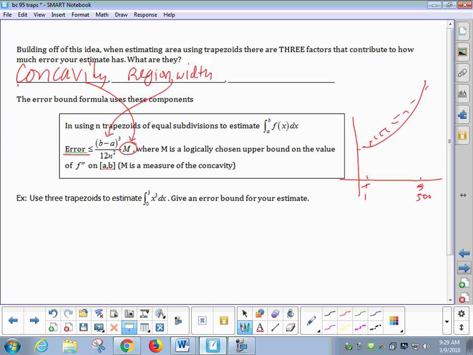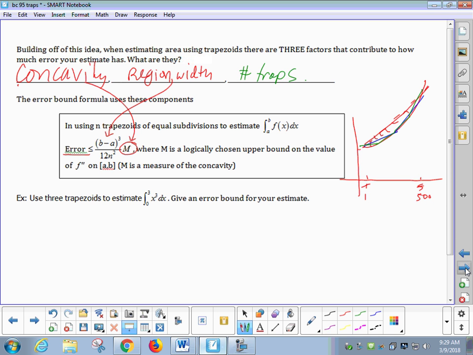And then the last thing is, how many trapezoids? If I use one trapezoid, I get that much error. But if I take 2 trapezoids, less error. And if I took 4 trapezoids, even less error. And so there's also the idea of number of trapezoids. Is that directly related or inversely related? Inversely, the more trapezoids, the less error. And because of that inverse relationship, you'll see that in the denominator.